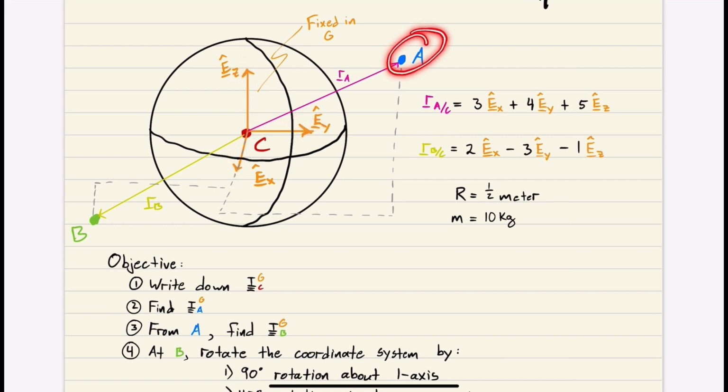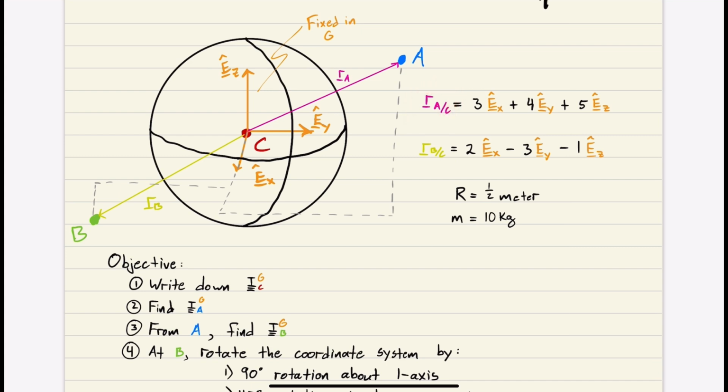We also have this point A, just out here in space. It's a body fixed point. It's located by vector RA. That locates point A. And we also have RB, which locates the other body fixed point B.